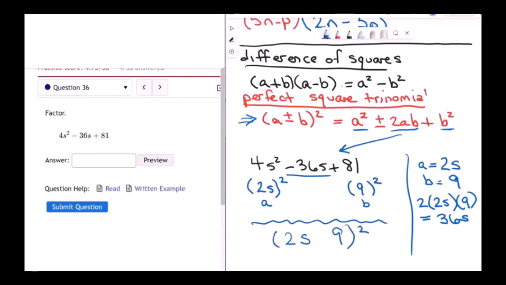And since this is negative, we use a negative. And that's really it. Or you can go through the whole complicated mess. I don't recommend it. If you see things that are really big, if the outside numbers are perfect squares, 4s squared is 2s quantity squared. 81 is 9 squared. Check the possibility.